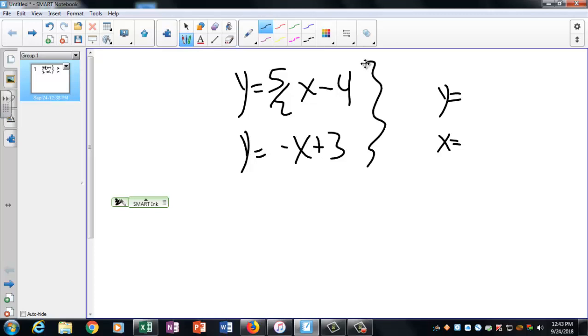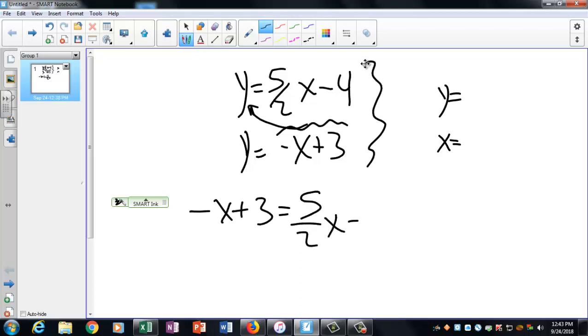How do you solve by substitution? You take this and you're going to substitute it in for y. So you're going to get negative x plus 3y equals 5/2 x minus 4.